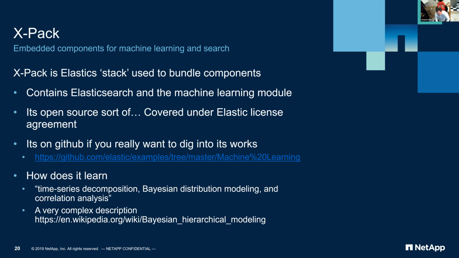XPack is an extension to Elasticsearch, and it contains the machine learning bits that we've leveraged to do things like the anomaly scoring. It is open source, but it's got some restrictions. It's not like a GNU license. It's a specific Elasticsearch license, so it's kind of open source, but not exactly. You can even go up to GitHub and look at these examples and get an idea of how we used the XPack engine to do some of the anomaly detection scoring.